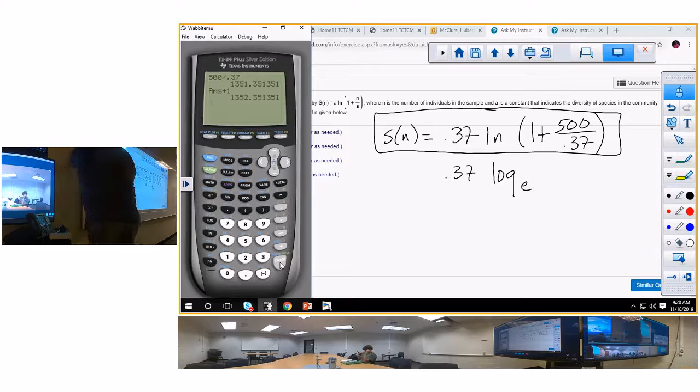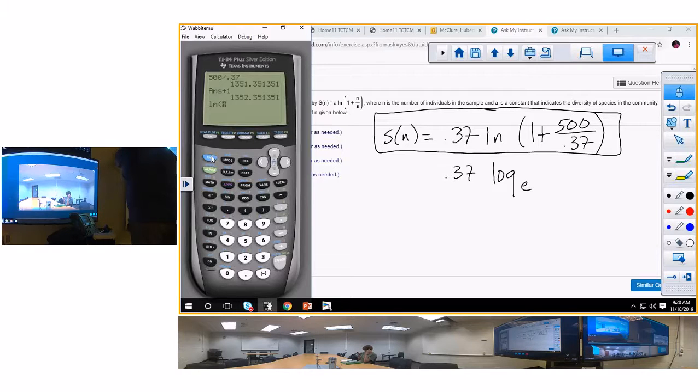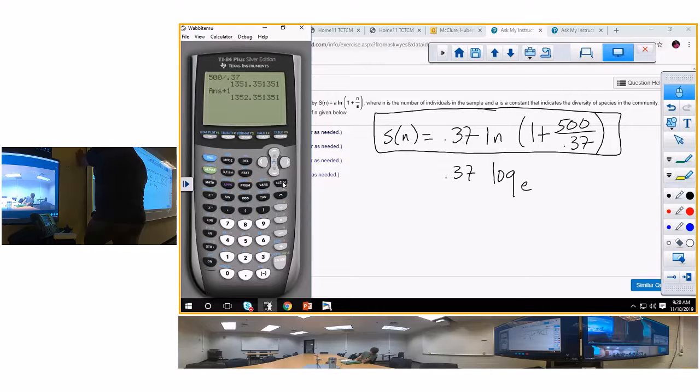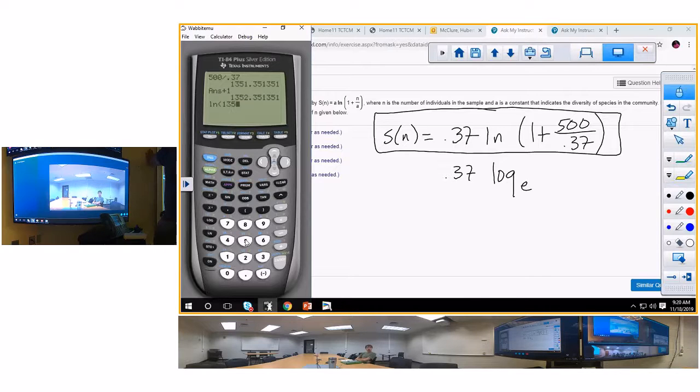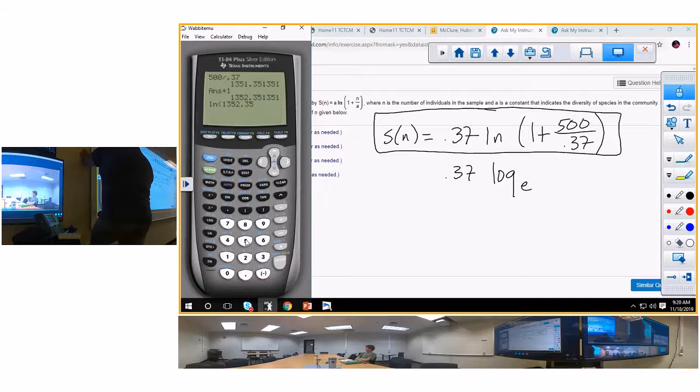Second, or natural log, second answer. Why is it doing answer plus? Okay, it's not liking that. It's pulling up the whole answer. It's not doing the natural log. So natural log, what is that? 1352.35. That it?